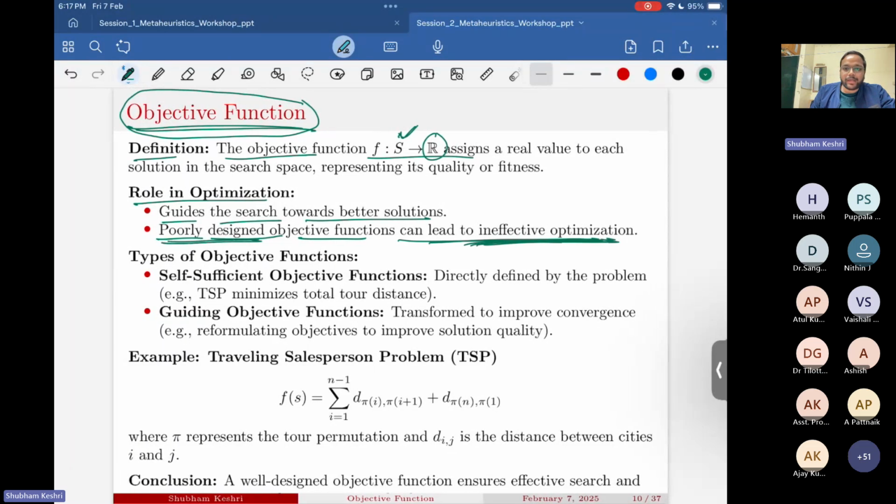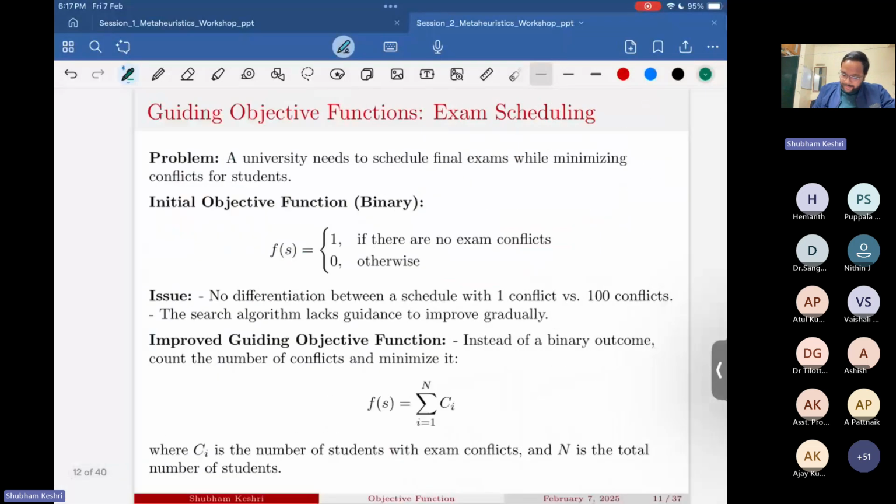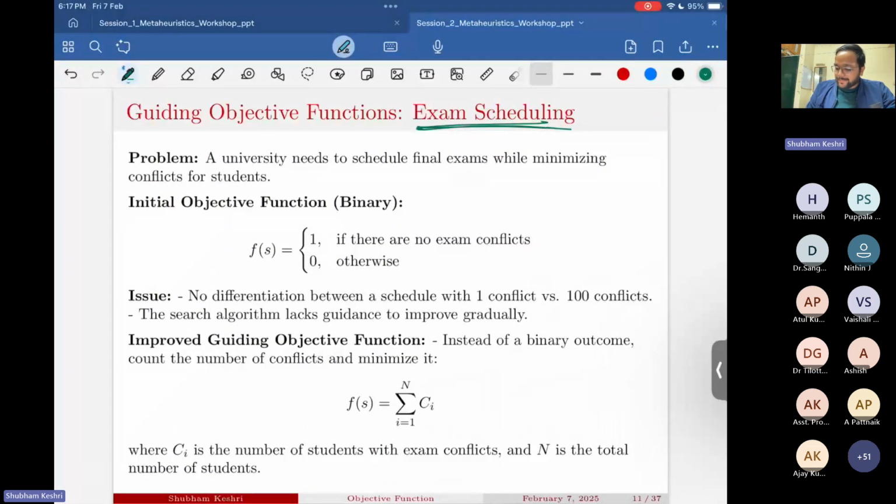What do I mean by a poorly designed objective function? We will see one example and then you will understand. So this is an exam scheduling problem. When a university schedules exams, it always ensures that there is no conflict. What is a conflict? A student cannot have the exams of two courses at the same time, right? How will he give the exam for two different courses at the same time? That is what is meant by conflict.